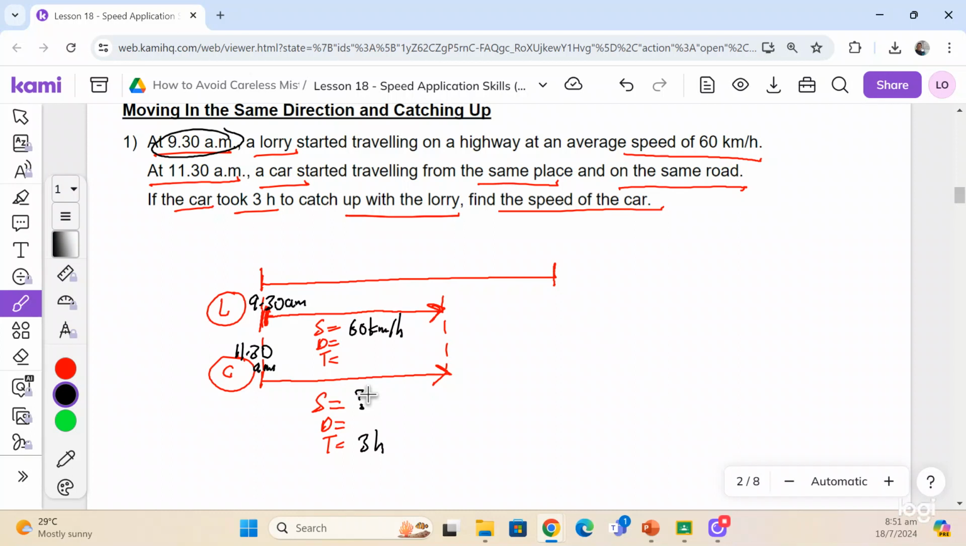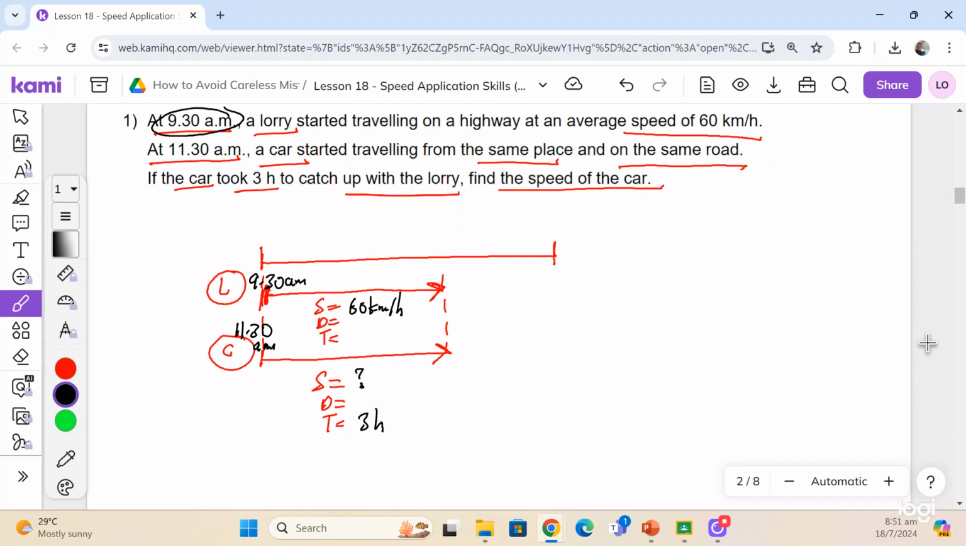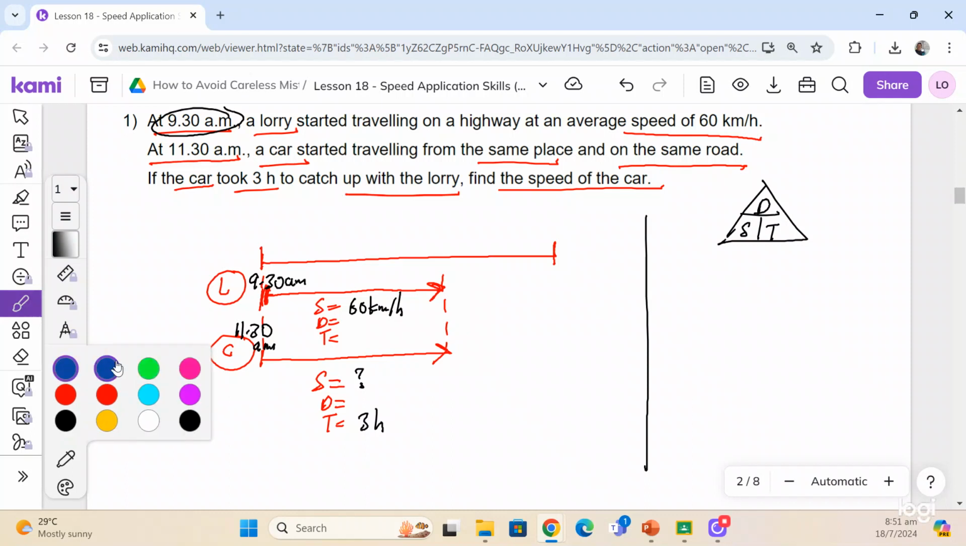You draw out the model. If you're not sure how to do, you draw out the speed model. And a good model will tell you how to solve. So if you look at the model, you will of course have to know your triangle. So distance is speed multiplied by time. So speed is distance divided by time, and time is distance divided by speed. So you have to know your formula in order to solve this problem. So if you look at the model, are there any blanks that we can fill in? Yes, we can. For example, if the car took 3 hours to catch up, then the car will catch up at what time? The car will catch up at 2:30 p.m. Okay, that's what we can do.